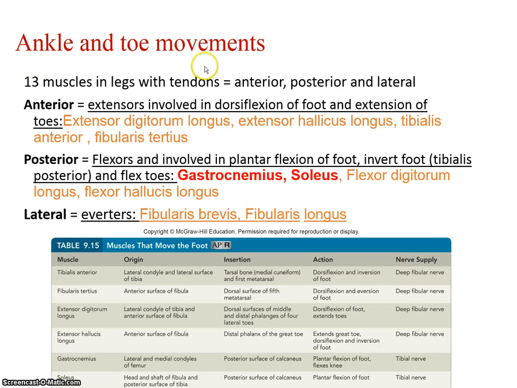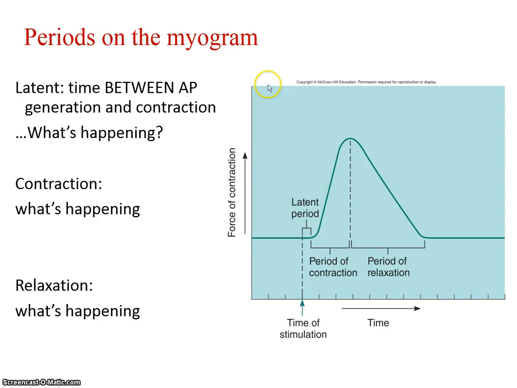For ankle and toe movements, we really only look at 2 of them, the gastrocnemius and the soleus. They work together, and they are both posterior, and they are both able to do plantar flexion of the foot. They have their insertion on the calcaneus, since it's moving the foot. And that really takes us through everything we need to know about muscle.